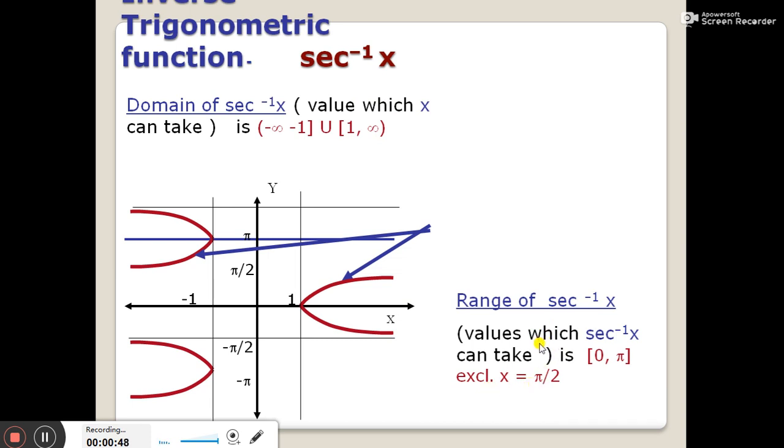As you know, secant x you can write as 1 by cos x, and therefore the value of secant pi by 2 means 1 by cos pi by 2, and the value of cos pi by 2 is 0, and therefore the value of secant pi by 2 is 1 by 0, that is not defined. And therefore in the range of secant inverse x, we have to exclude pi by 2. That is the closed interval 0 to pi, excluding pi by 2.